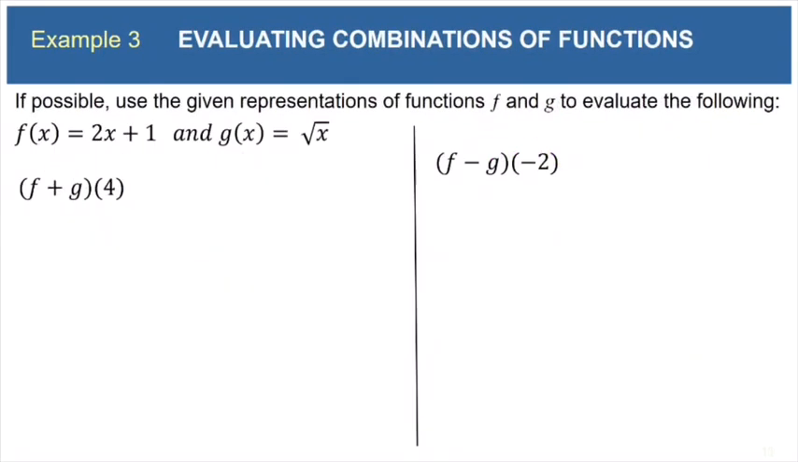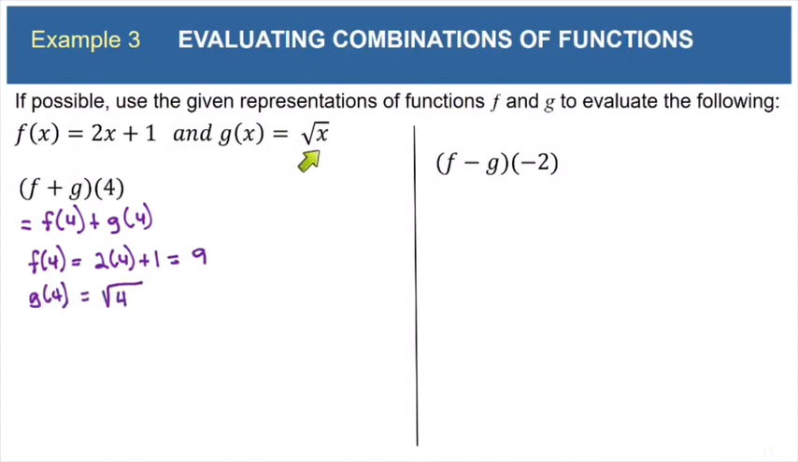And now finally we're going to look at the same 2 functions, but this time using the expressions instead of the graph or the table. So we'll have f plus g of 4, and that's of course f of 4 plus g of 4. Now we'll plug 4 into each of these functions. F of 4 is 2 times 4 plus 1. That's 8 plus 1, that's 9. G of 4 is square root of 4, that's 2. So f of 4 plus g of 4 is 9 plus 2, which is 11.